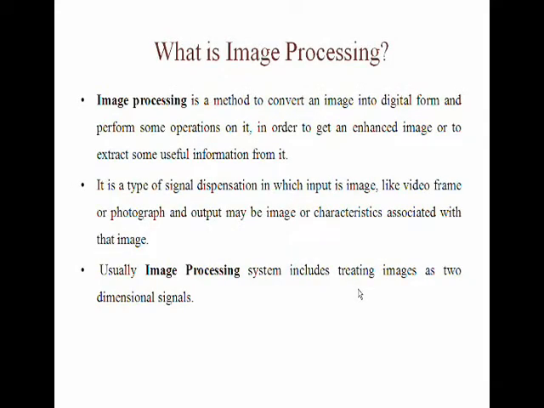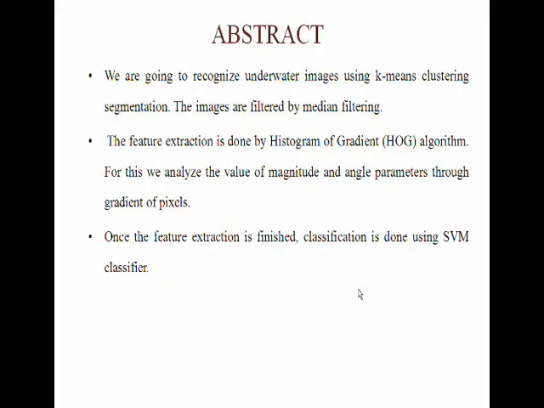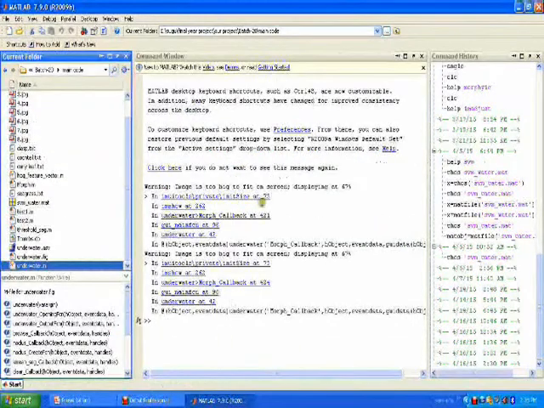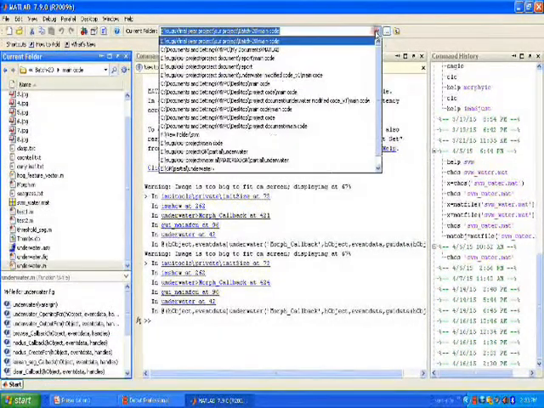Now let's see what image processing is. It's a kind of digital processing in which the input is an image and the output can be any signal or an enhanced image. Mostly the underwater images suffer from greater noise. Hence in our project we are going to recognize the underwater images. For the image segmentation, we use an algorithm called K-means clustering segmentation. Now let's move on to the project.